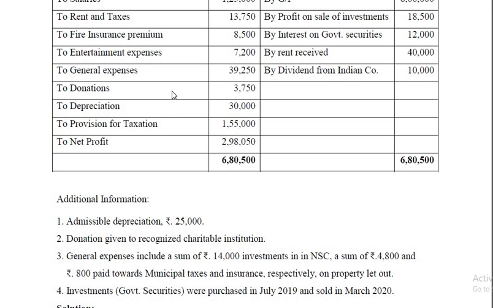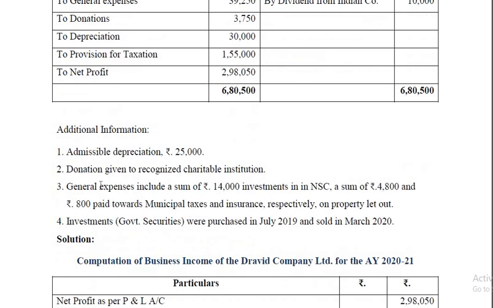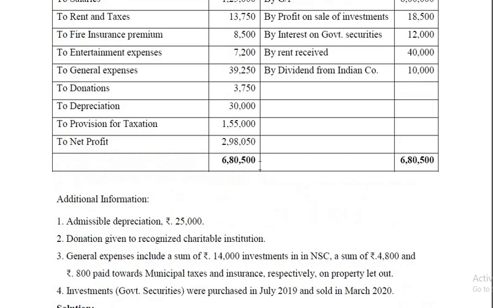Alternatively, you can find out the excess depreciation debited to profit and loss account. 30,000 minus 25,000, 5,000 is the excess depreciation debited to profit and loss account that you have to add back. The next, donation given to recognized charitable institution. So here donations are given, 3,750. These are to the recognized charitable institution.